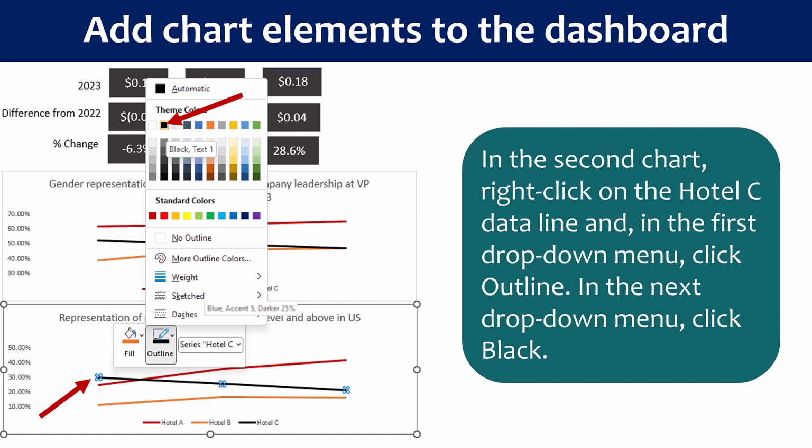Mac users, remember that Outline is not an option in the right-click menu. Instead, right-click on the Hotel C data line and select Format Data Series. In the Format Data Series pane, click on the Fill and Line icon on the top left. Under the Line options, click the Color drop-down menu and select Black.